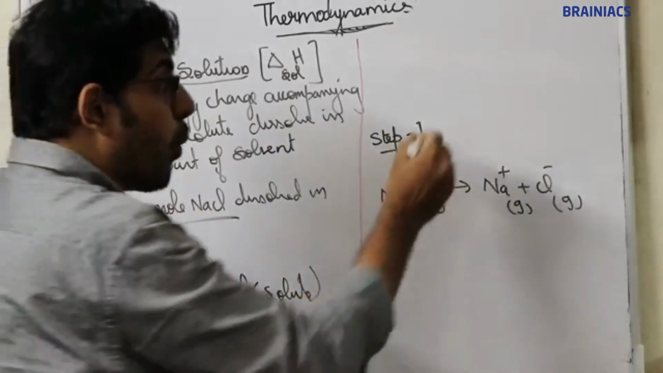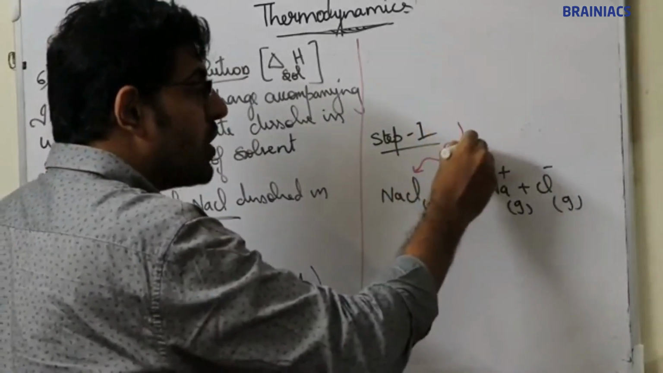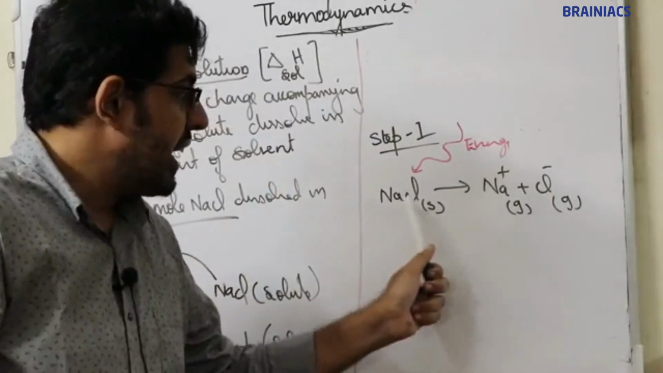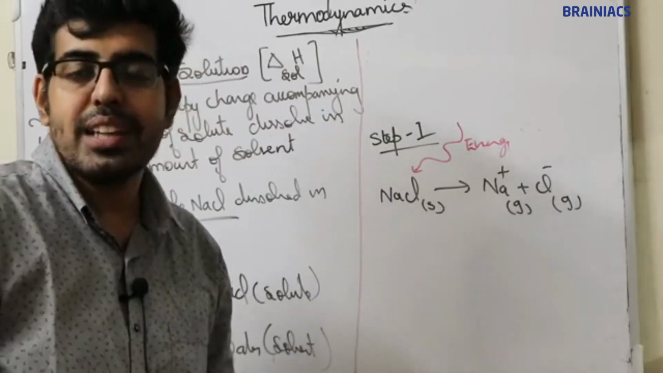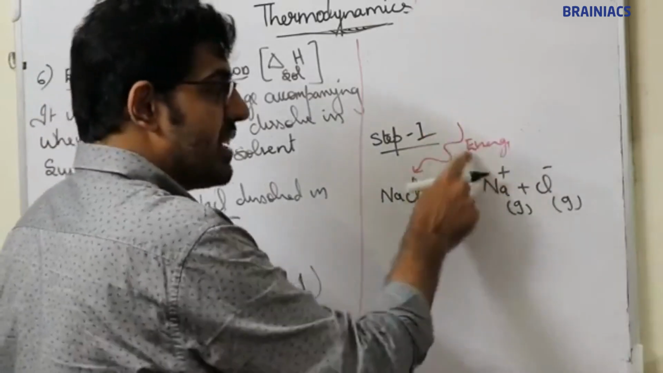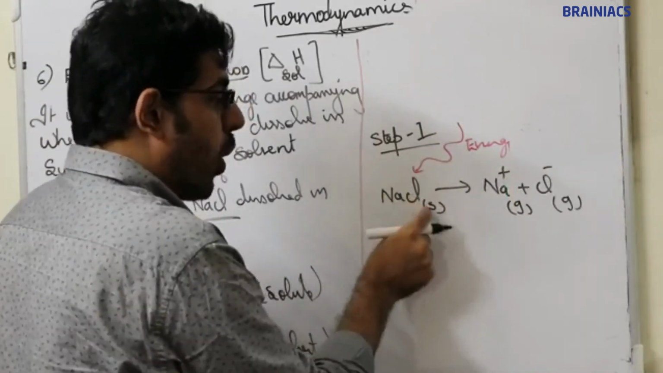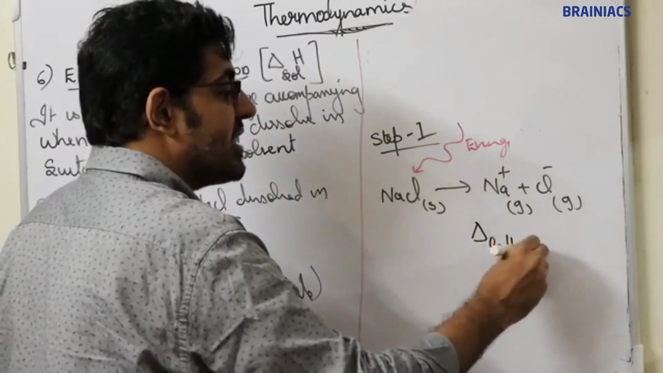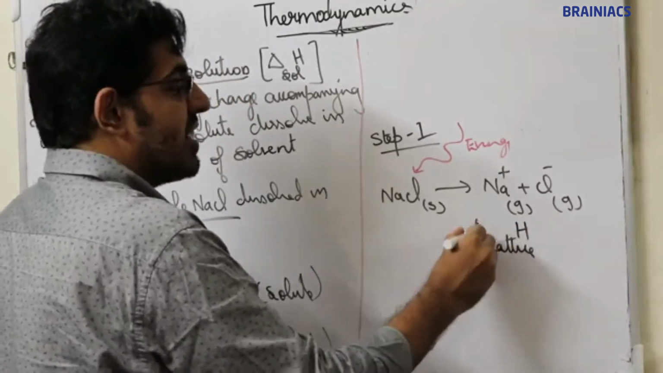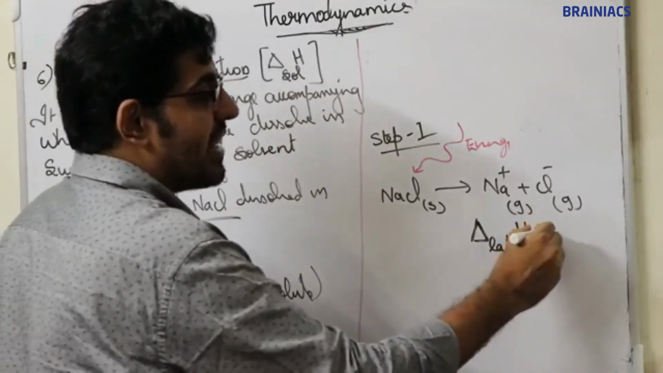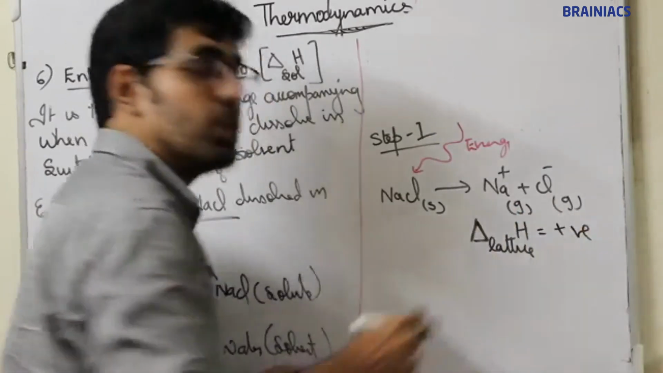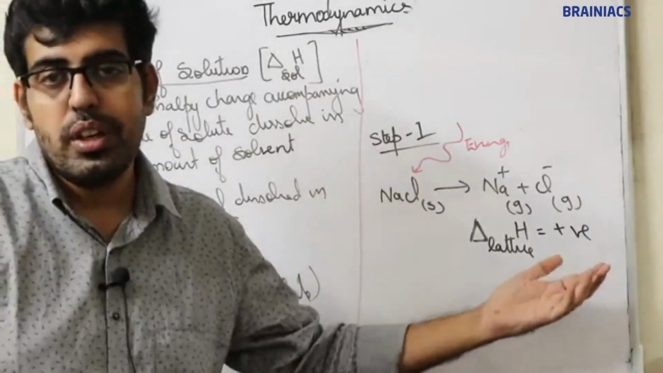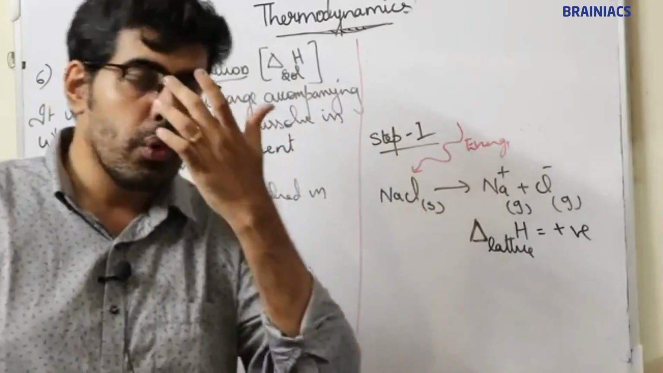The energy required to split NaCl solid into Na plus gas and Cl minus gas is known as lattice enthalpy, delta H lattice. Here the lattice enthalpy value is positive because energy is absorbed. Absorption of energy is always positive. When energy is released, that becomes negative.